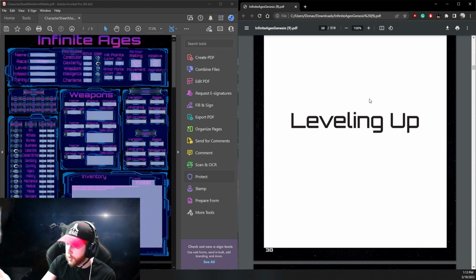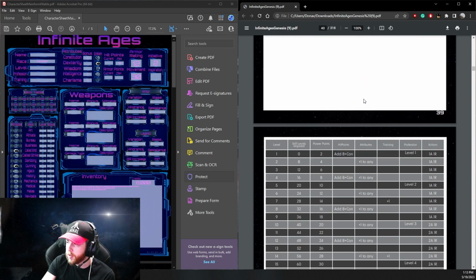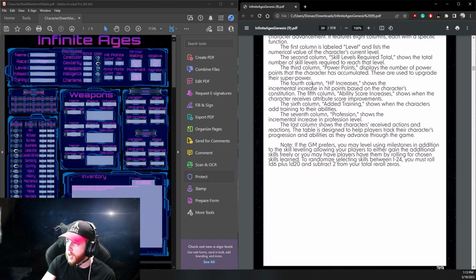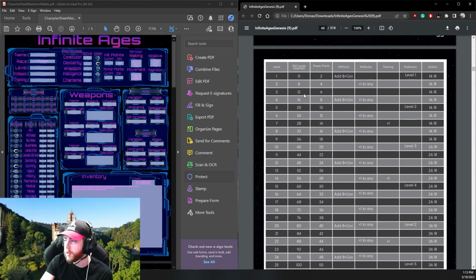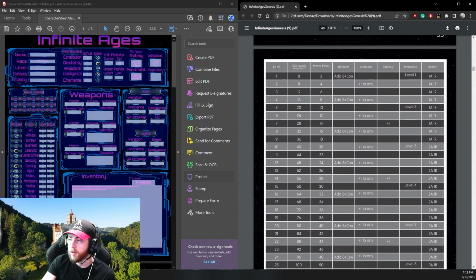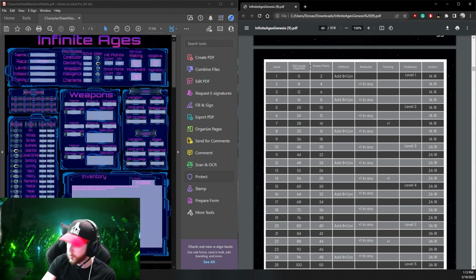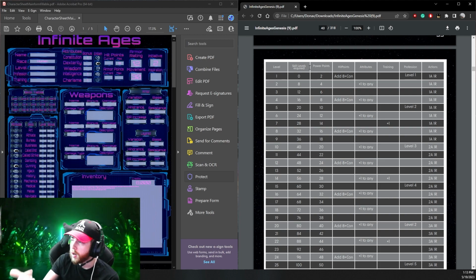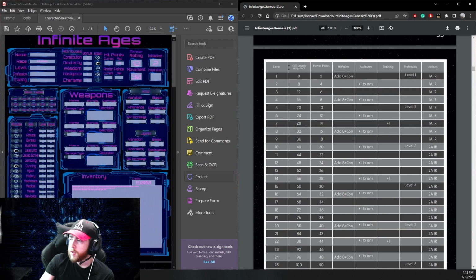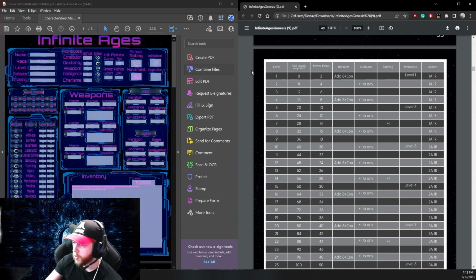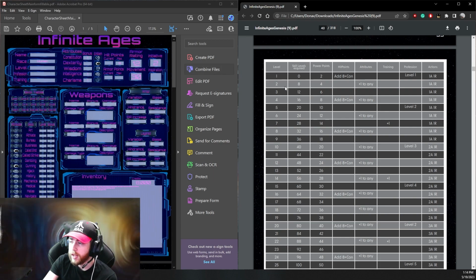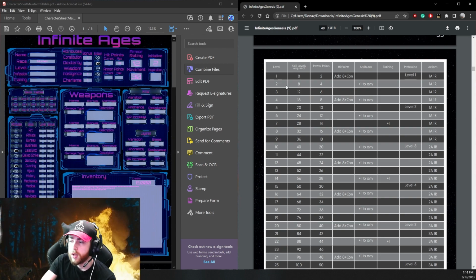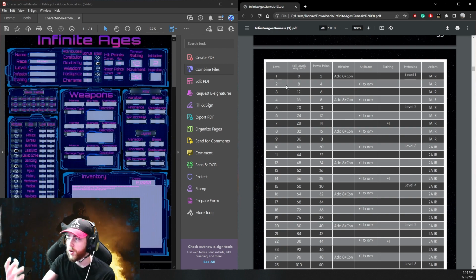Cool. So now we're just going to brief over the leveling up system. I'm not going to bother you guys with this here, but the leveling system can affect all of these columns. So we have obviously your level, skill levels required, power points, hit points, attributes, training, profession, and actions. So over time, your character will accrue skill levels, and that's basically what we've done to replace experience. So there's no more experience in the game.